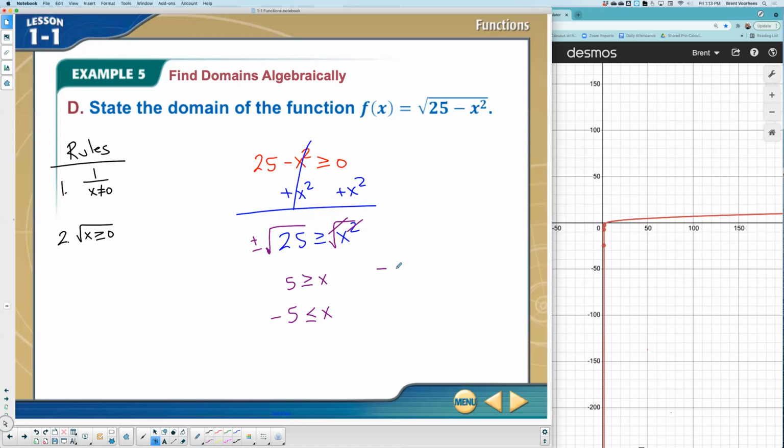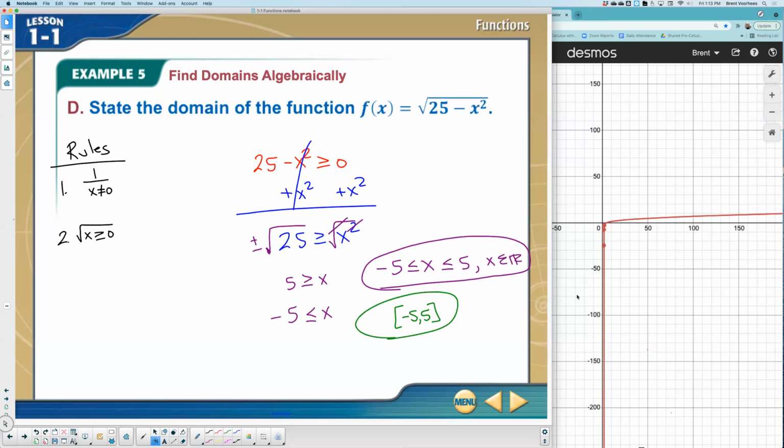If it's true for both, you can put them together as one inequality. Negative 5 is less than or equal to x, which is less than or equal to positive 5. X is all reals in between those 2 values. That means my graph will exist from negative 5 to 5. Shown by inequalities, this picture will exist between negative 5 and 5. Let's take a peek.